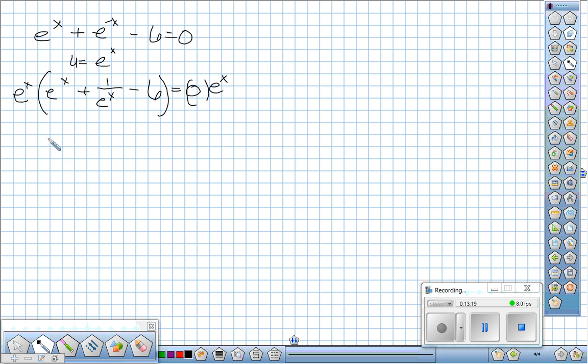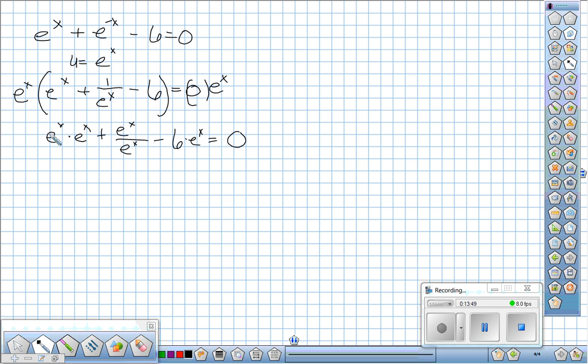Okay, so then I have e to the x times e to the x plus e to the x over e to the x, because that's what was there before, 1 times that. And then I have minus 6 times e to the x equals 0 over there still. So make sure you have your side equal to 0 when you start doing that, so that this multiplication will work out nicely.